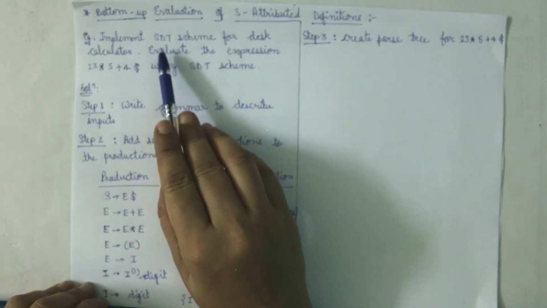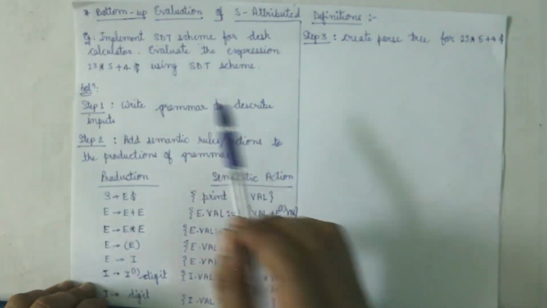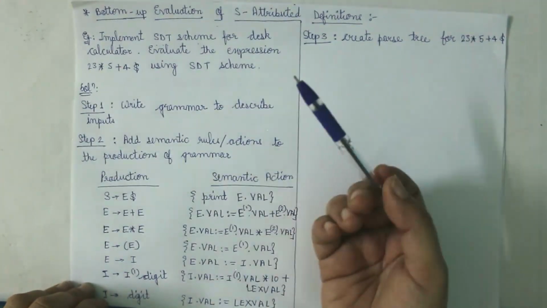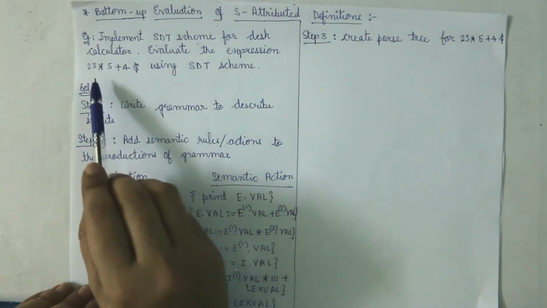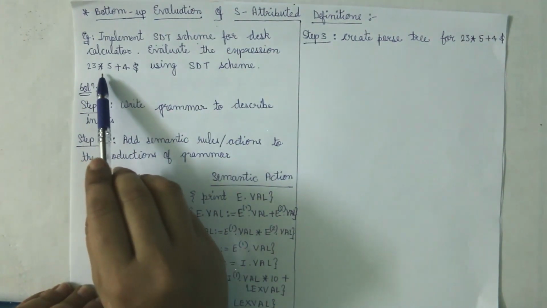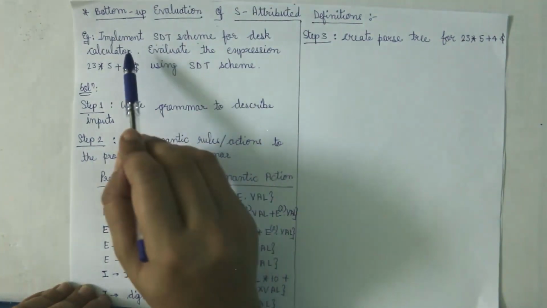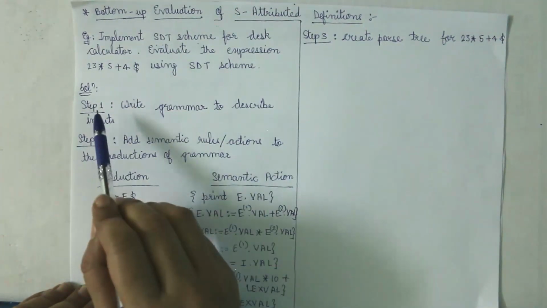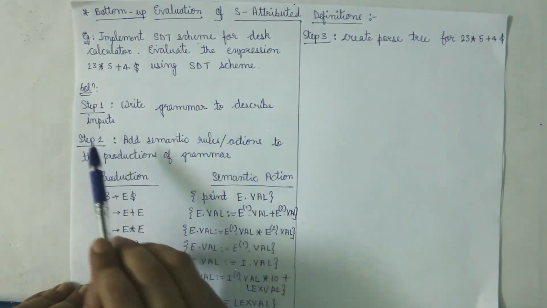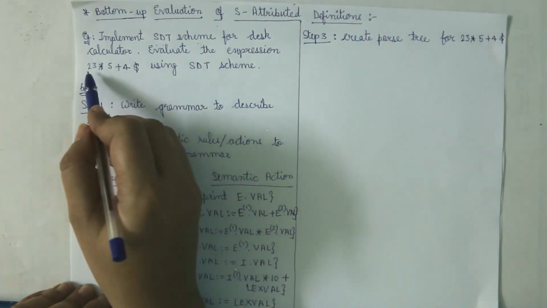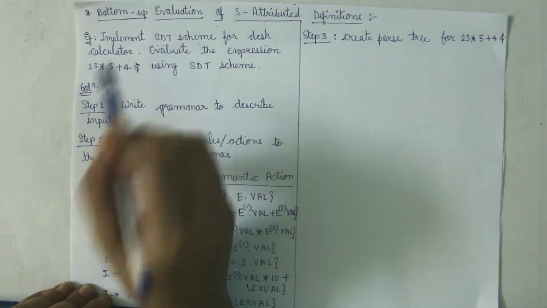So we are going to implement a syntax directed translation scheme for a desk calculator. That means we have to perform some arithmetic calculations. To evaluate the expression, we take this example, 23 * 5 + 4, using this scheme. So let's try to implement this SDT. First step is to write the grammar which will describe the inputs. So the input is 23 * 5 + 4 $. Dollar indicates the end of your string.